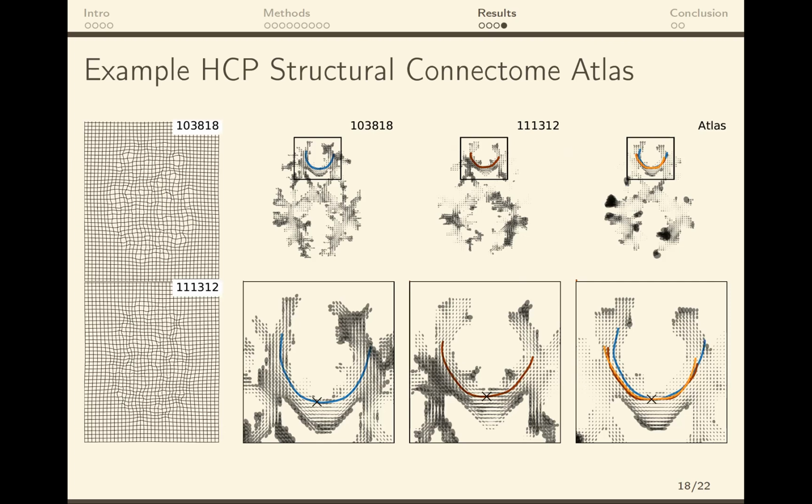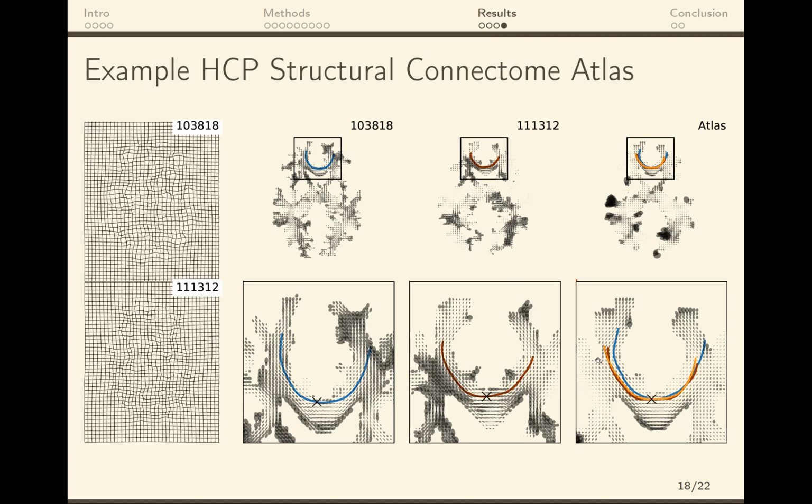Here is an example structural connectome atlas using 2 subjects from the Human Connectome Project. On the left, you will see the diffeomorphisms from each subject to the atlas. In the center, you will see, again, an axial slice of the connectome metric for each of the subjects. And on the right, you see the atlas connectome metric. The top row is that axial slice. The bottom row is, again, the zoomed in version of the corpus callosum.